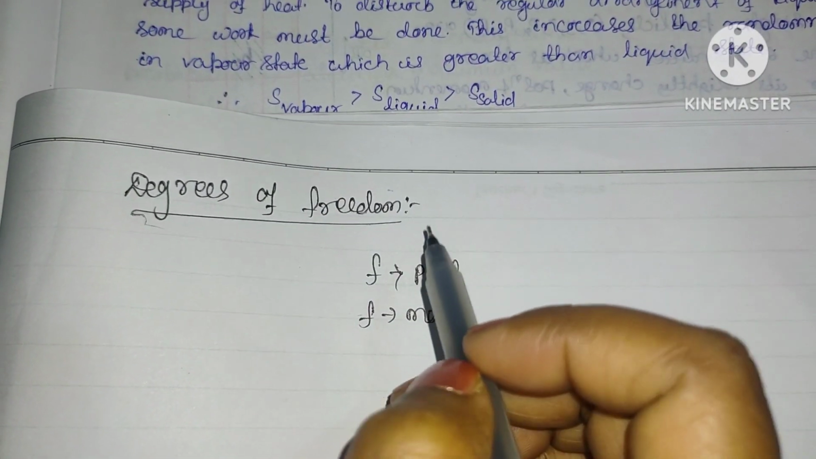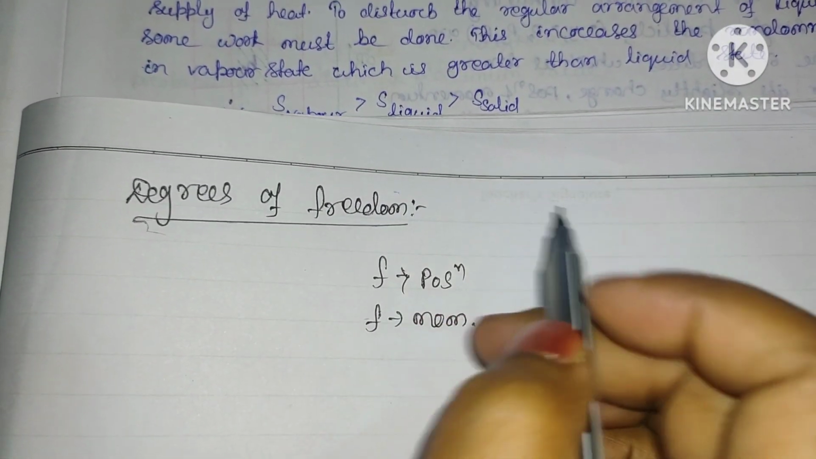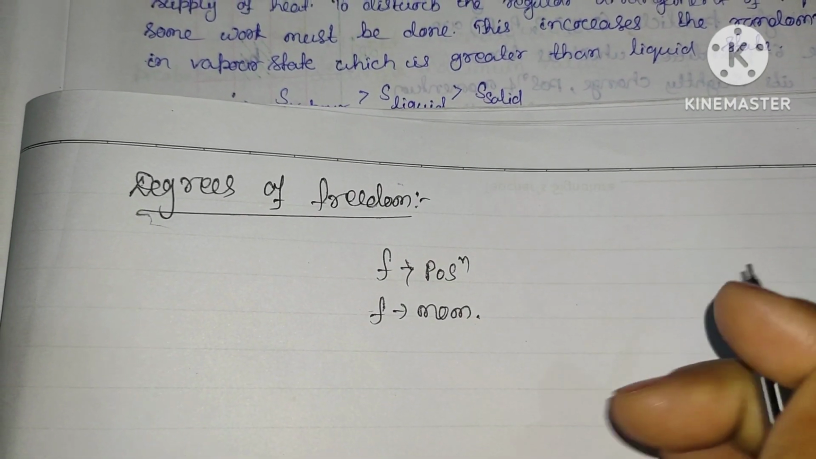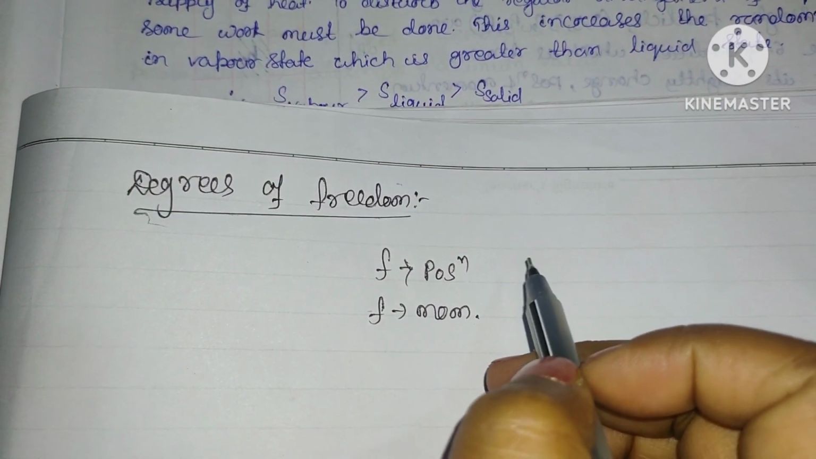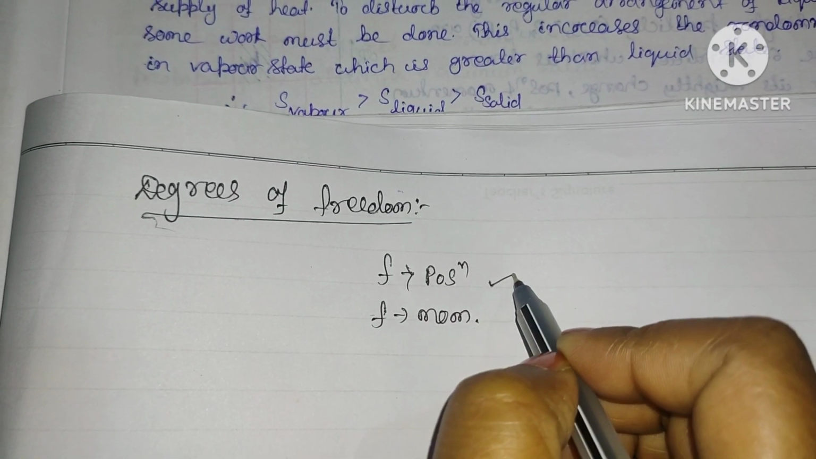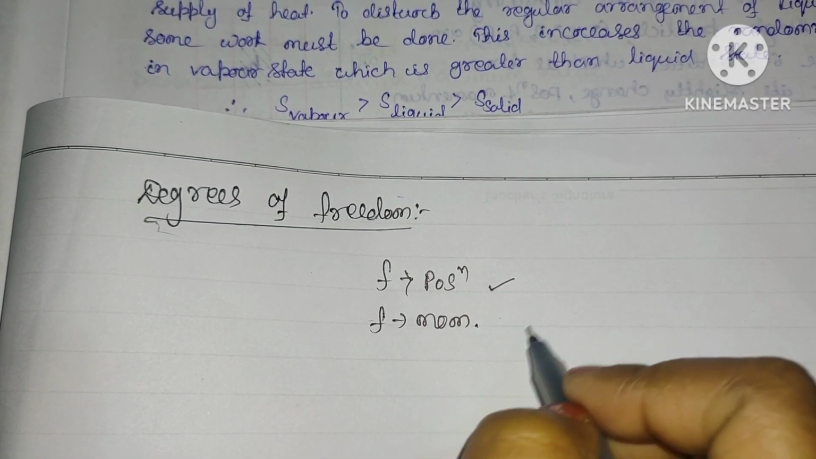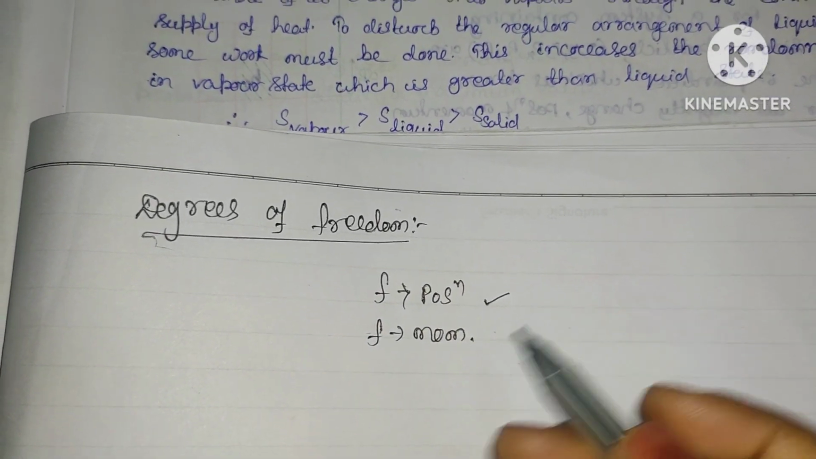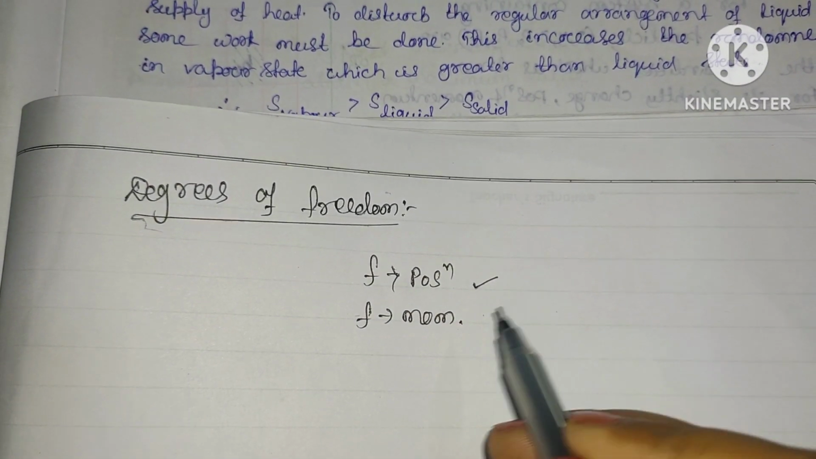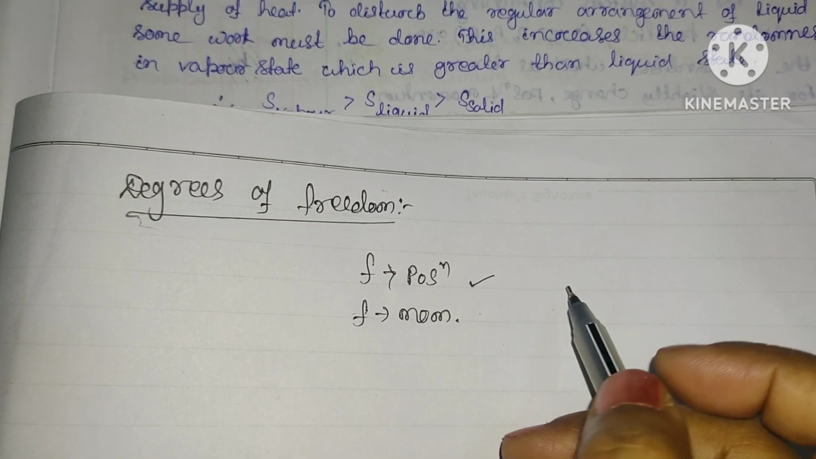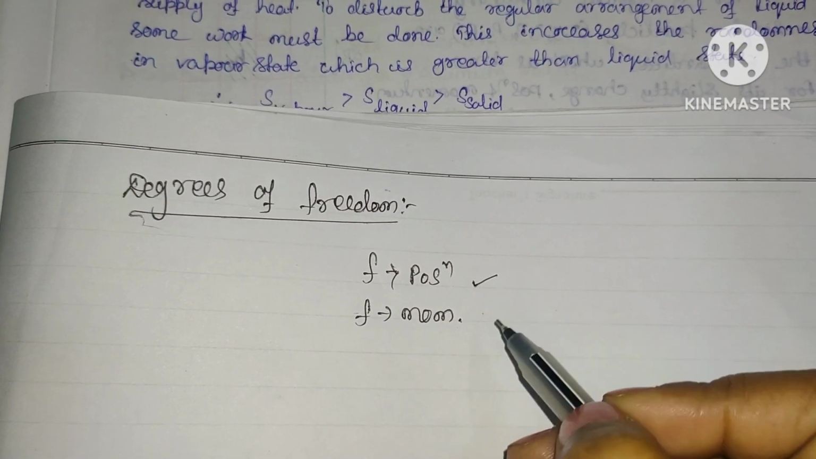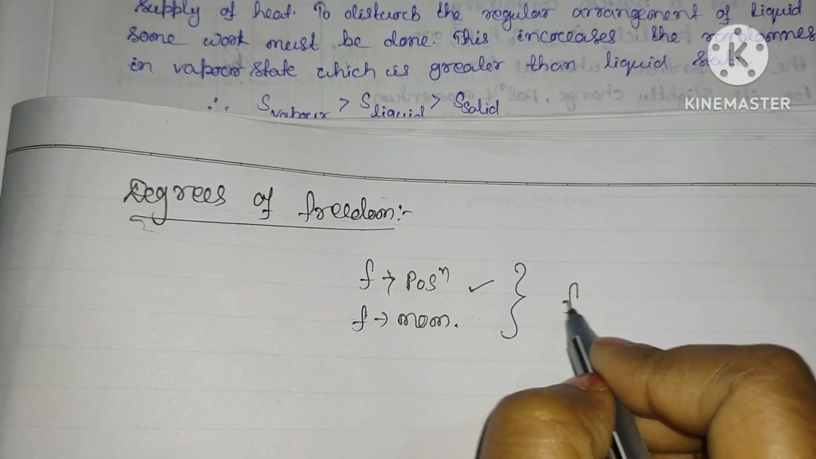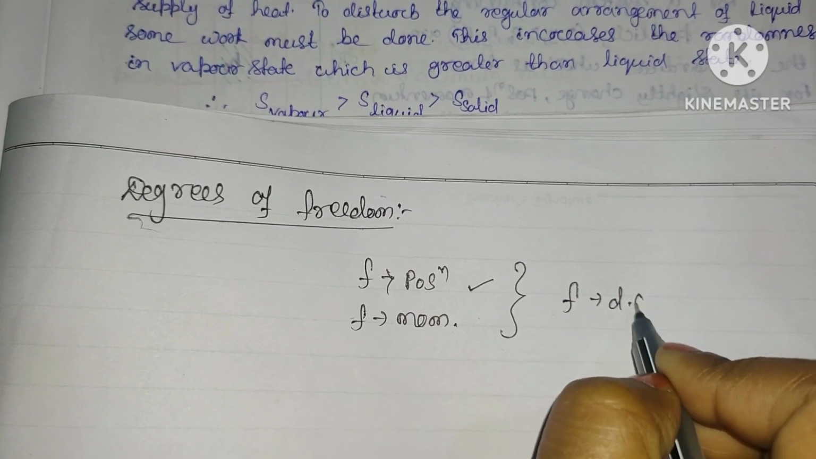From the statistical point of view, suppose we consider a monoatomic gas, it constitutes the simplest system. To define the energy of that system, suppose it involves F position coordinates and F momentum coordinates. Based on this we can define the energy expression, or we can say that a system comprising one molecule has F degrees of freedom.